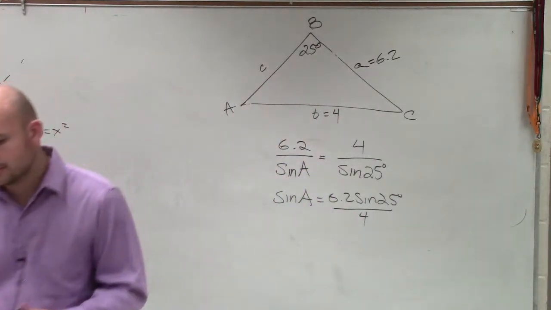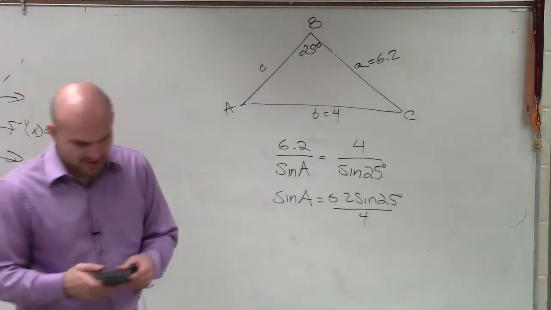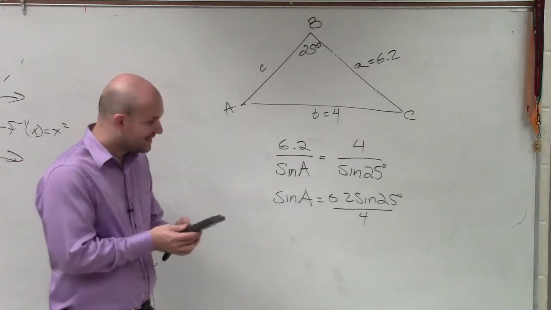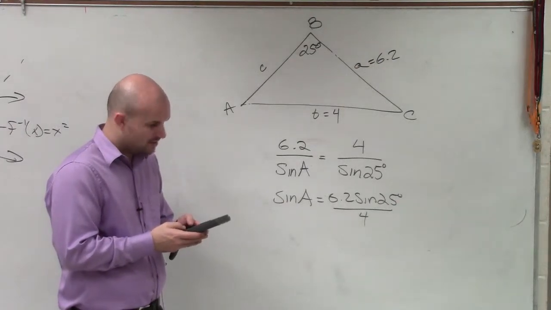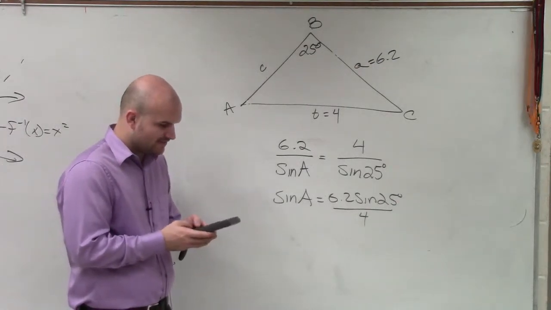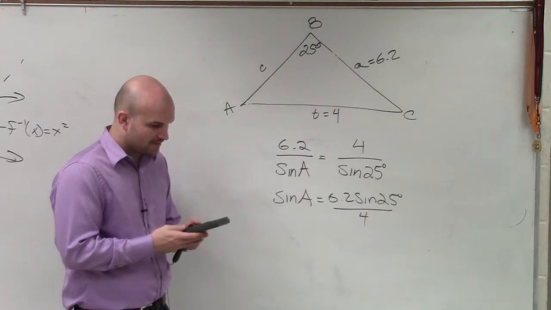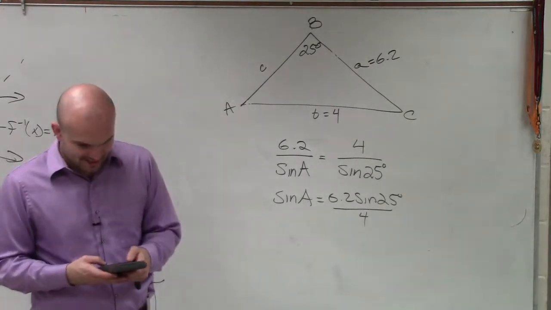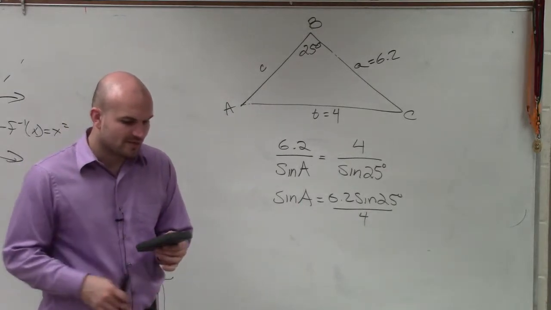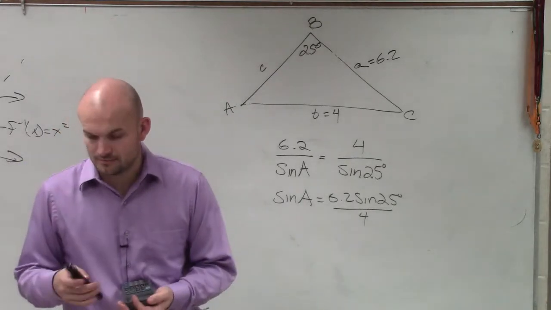OK? So now I plug this in. And in this case, we have 6.2 times the sine of 25 divided by 4. I take the inverse sine of my answer, and I get 40.92.